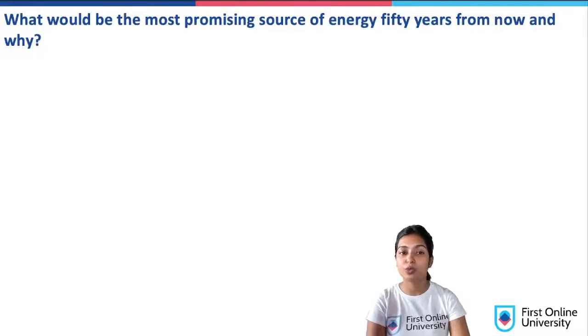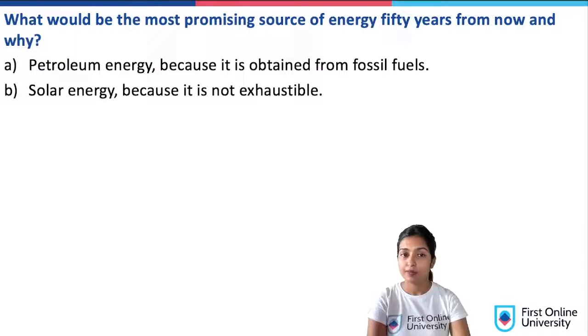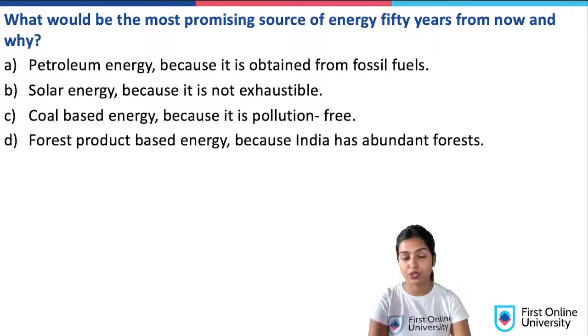What would be the most promising source of energy 50 years from now and why? A. Petroleum energy because it is obtained from fossil fuels. B. Solar energy because it is not exhaustible. C. Coal based energy because it is pollution free. D. Forest produced product based energy because India has abundant forests.